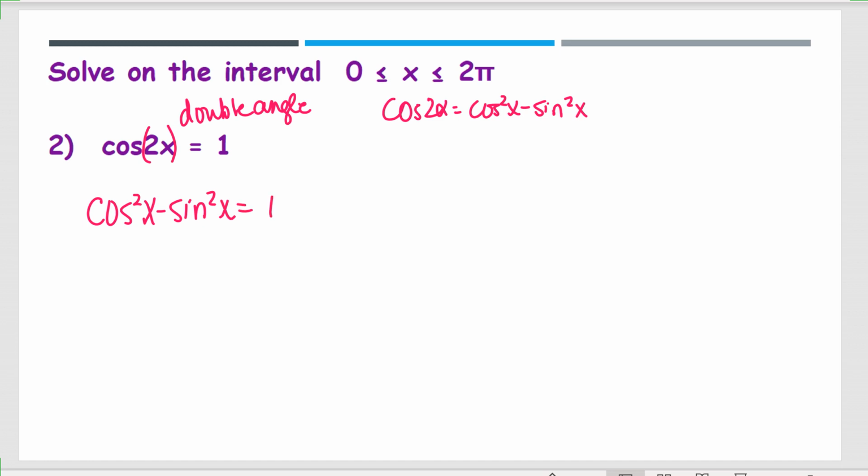Now in this case, we've kind of made a little bit bigger of a mess because now I have 2 trig functions within that entire equation.